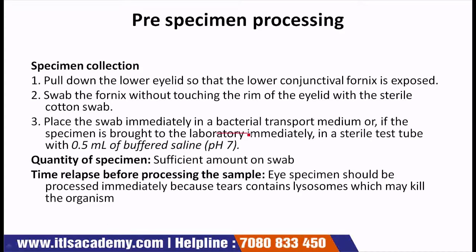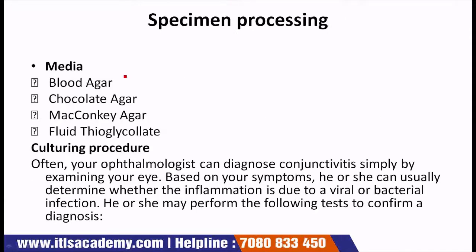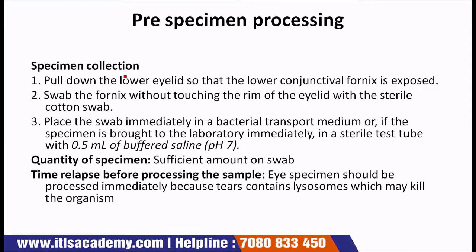Here comes pre-specimen processing. First one is specimen collection. The first point is, in specimen collection, pull down the lower eyelid so that the lower conjunctival fornix is exposed. This is the very first step in pre-specimen processing.